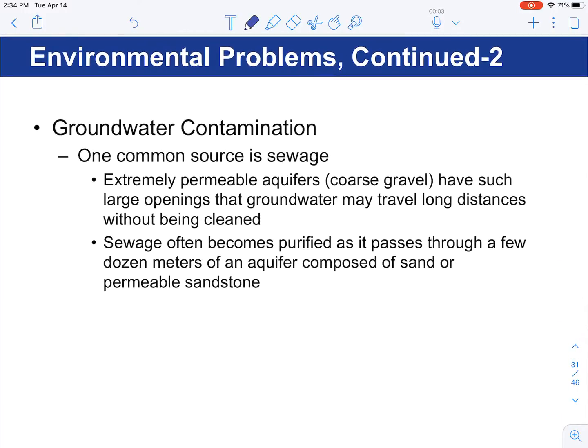Another big issue we're going to talk about this week is contamination of groundwater. One common source of contamination is sewage. Obviously the sewers run under the surface like driveways and roadways and all of that. And those sewers can leach into aquifers and can contaminate groundwater that could travel over vast areas if not treated, right?